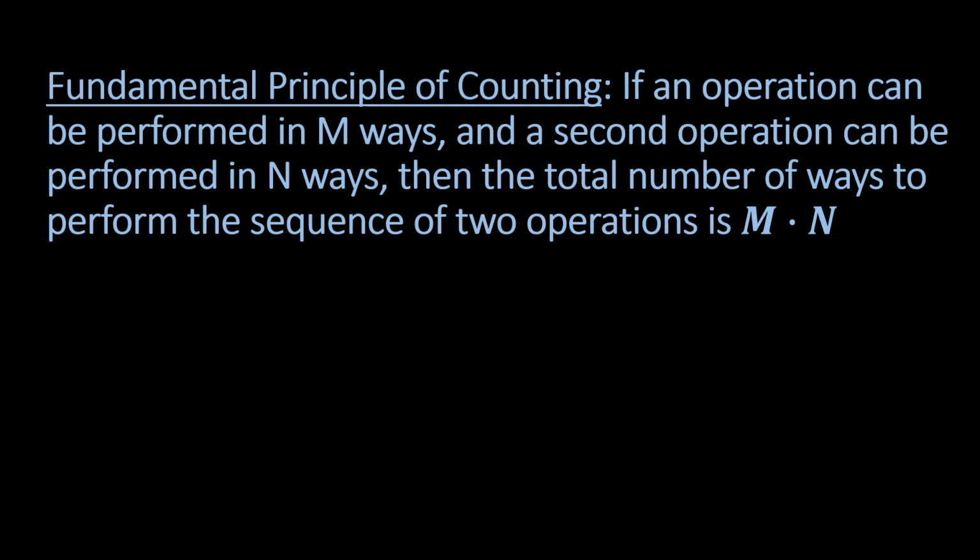So that is called the fundamental principle of counting. If an operation can be performed in m ways and a second operation can be performed in n ways, then the total number of ways to perform the sequence of 2 operations is m times n. So anytime you want to figure out how many combinations you can make with this many of this, this many of this, this many of this, you are just going to multiply how many options there are. You do not have to remember the words fundamental principle of counting. Just remember that you can multiply how many are in each category to find the total combination.